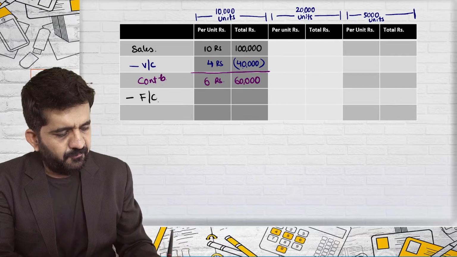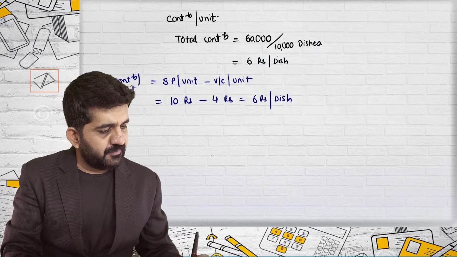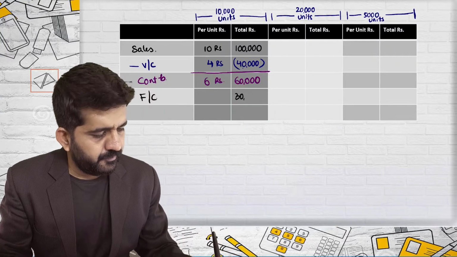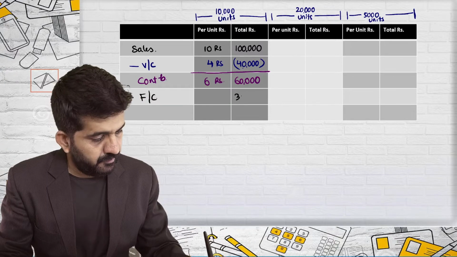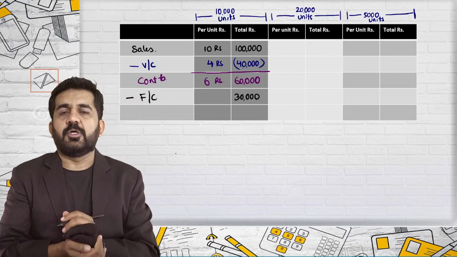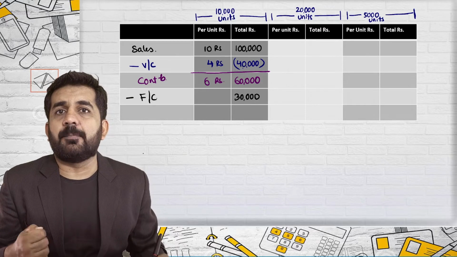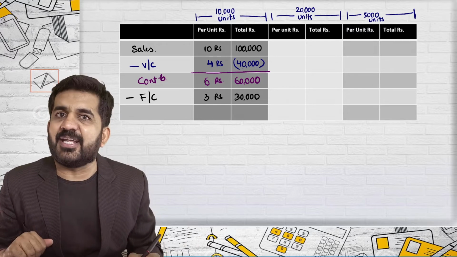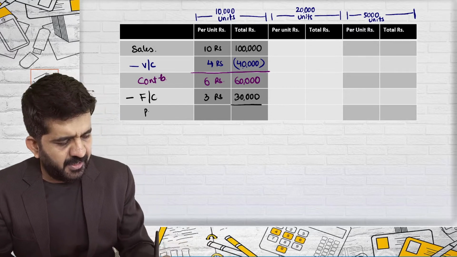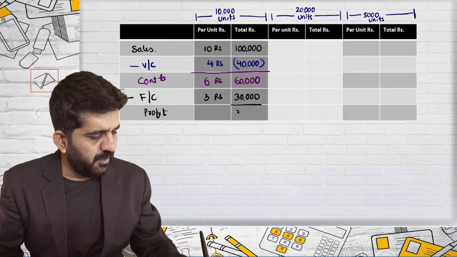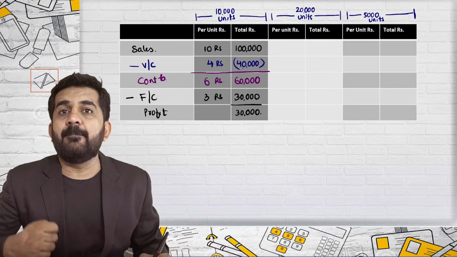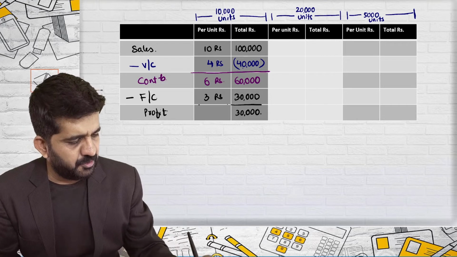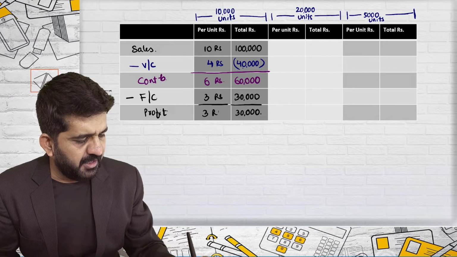Minus fixed cost. What is fixed cost in our case? It is 30,000 rupees. What will be fixed cost per unit? 3 rupees. How can we find out? 30,000 divided by 10,000 units will be 3 rupees. And my profit will be 30,000. If I am manufacturing and selling 10,000 Pani Puri, my profit will be 30,000 rupees, and profit per unit will be 3 rupees.